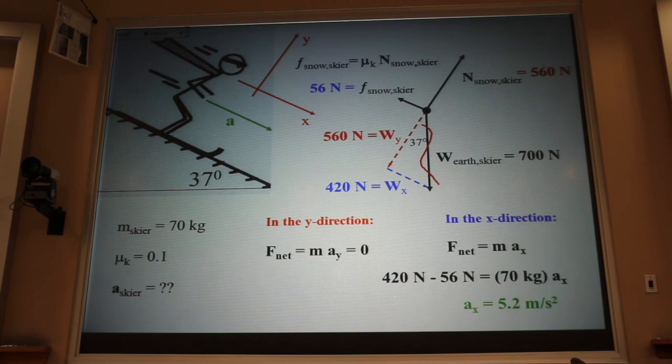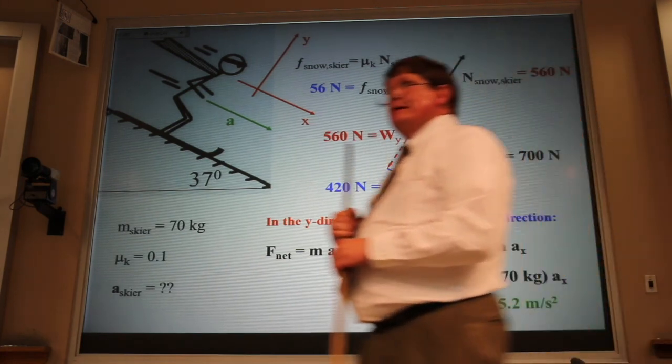Notice that this is less than 9.8. That is the goal of skiing, to keep your acceleration less than 9.8. If you get to 9.8, your mom's not happy. Okay, we're out of time.